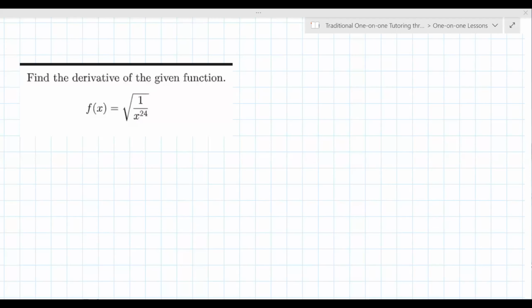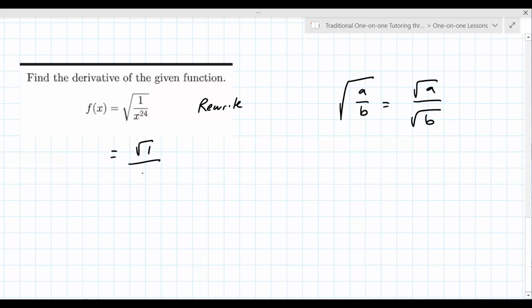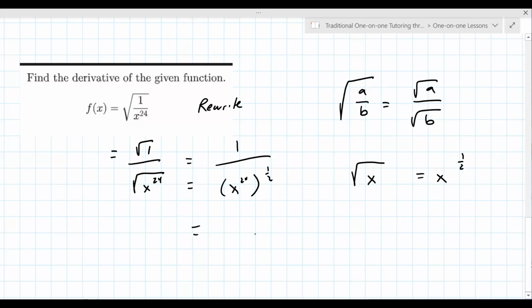Okay, so this one, a little bit of rewrite before you do it. You can apply the square root of A over B as the square root of A over the square root of B. So in this case, it's the square root of 1 over the square root of x to the 24th. On the top, it's just 1. Now the square root of x means x to the 1/2 power. So x to the 24th to the 1/2 power makes this 1 over x to the 12th. And then you can say that's really x to the minus 12.